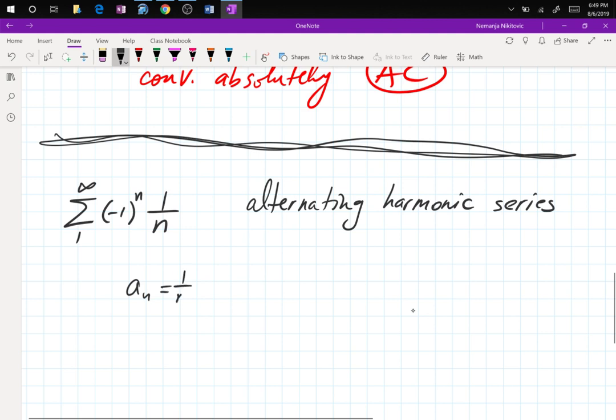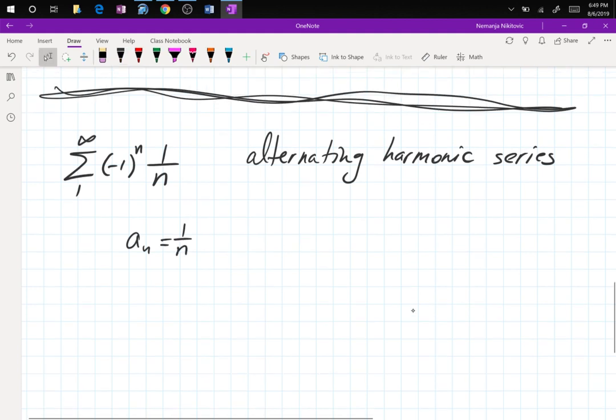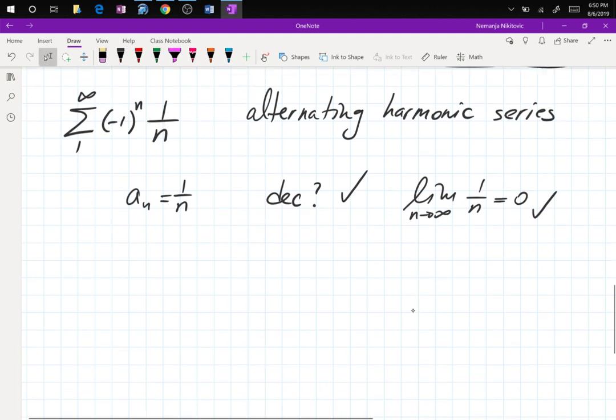a_n is 1 over n. Is it decreasing? Yeah. And what's happening with the limit as n goes to infinity of 1 over n? Zero. It's on a convergence branch. Way to make things really confusing, huh? Okay.